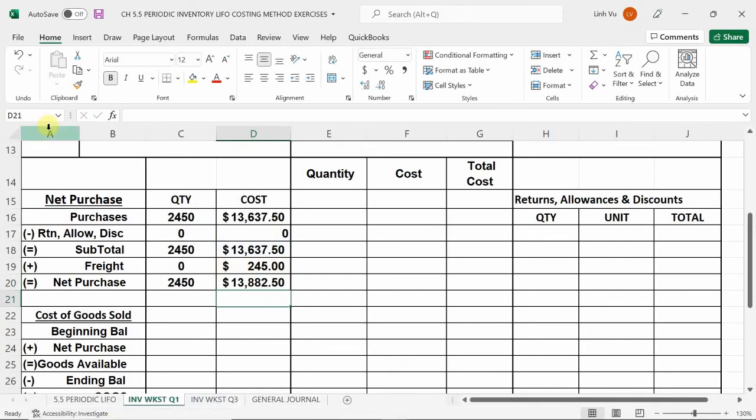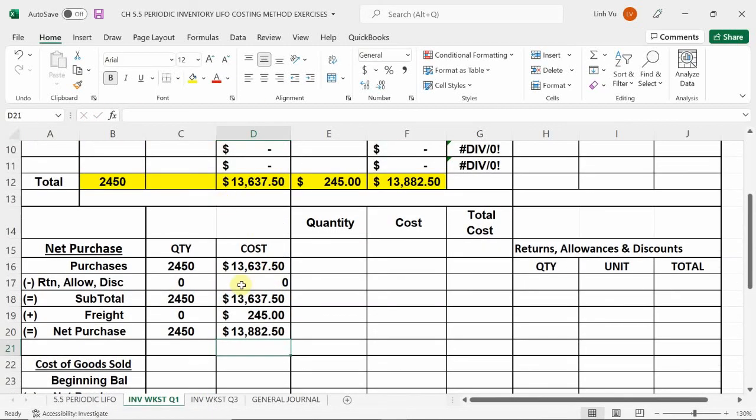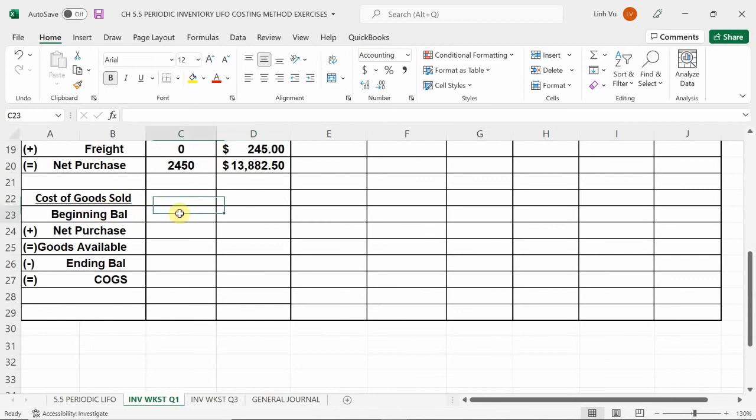And of course, for purchases, since you don't have any returns or allowances, you could just reference this as well, right? That you should have a grand total of $13,882.50, okay?